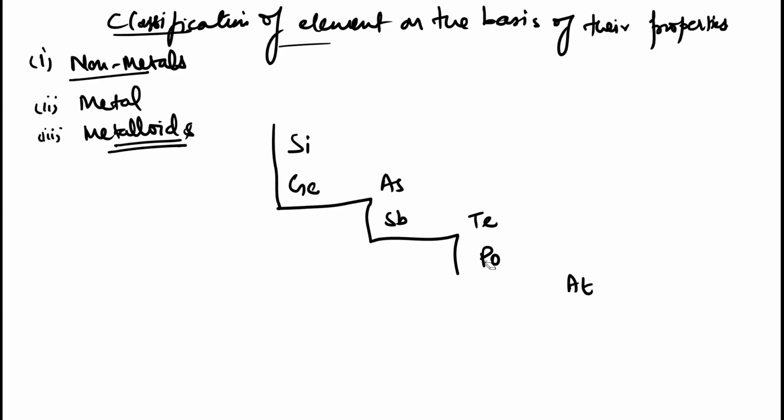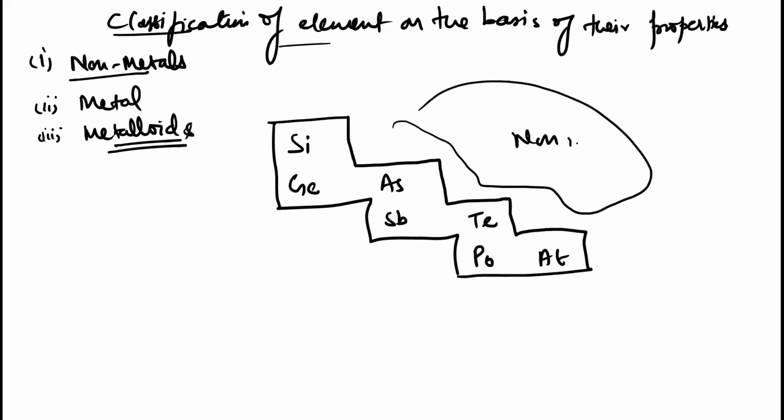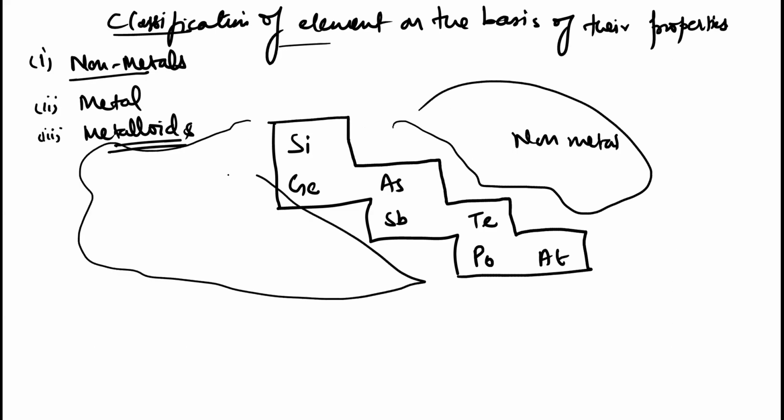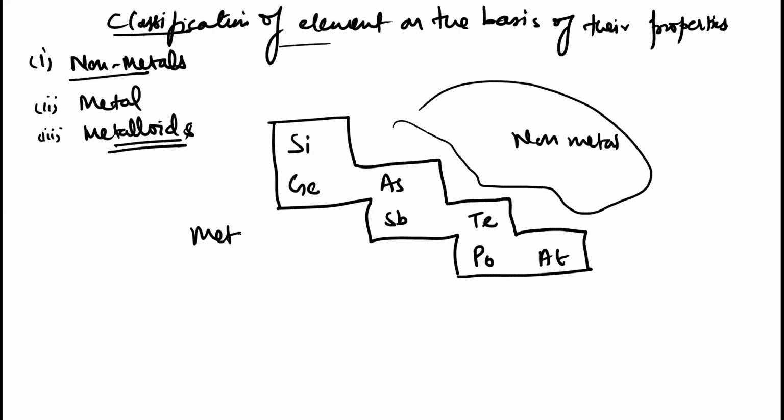Po and At are at the same position. Here, if any element is present here, this is non-metals. So here will be the non-metal area. And if any element is present here, it will be considered as metals. Okay, so this is the non-metals area. Okay, this is the metals.